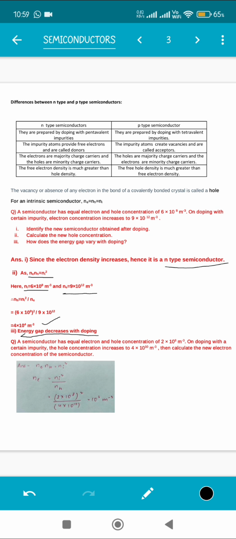Next, there is a very similar question now. A semiconductor has equal electron and hole concentration of 2 into 10 to the power 8 per meter cube. So Ni is given as 2 into 10 to the power 8 per meter cube. And on doping with a certain impurity, the hole concentration increases. So the hole concentration is now becoming 4 into 10 to the power 10 per meter cube. So again, using the same formula, we can find out the new electron concentration of the semiconductor. So what type of a semiconductor is this? Since the hole concentration is increasing, it will be a P-type semiconductor. And what will happen to the energy gap? Again, since we are doping, the energy gap will decrease.